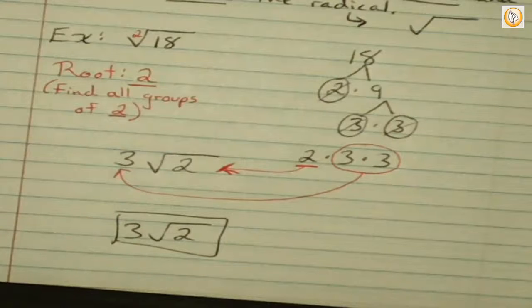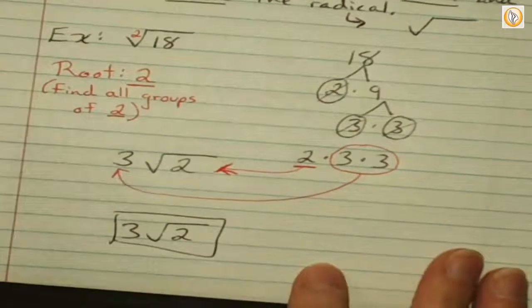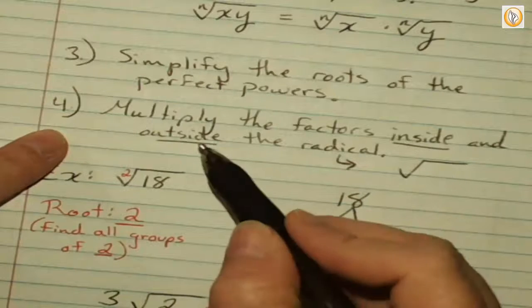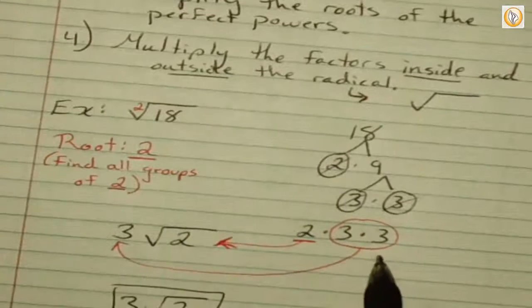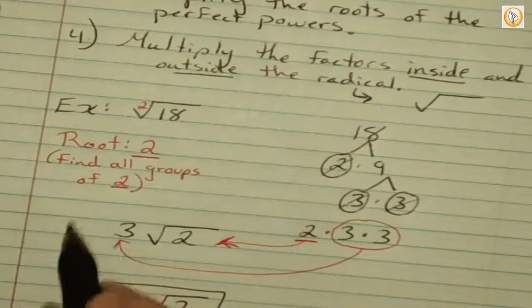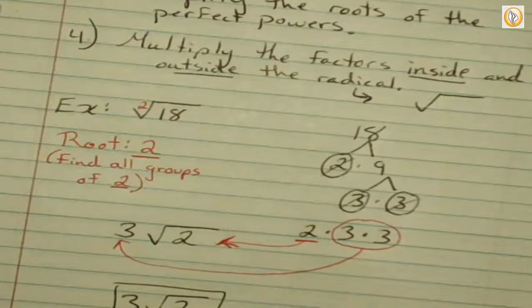Any questions? Yes? The leftover is more than 2? You mean if there's more numbers than 2? Yeah. Okay, that would be 4. You're going to multiply the factors on the inside and outside. So let's say I have more than just a 3 here. You would multiply those together. If I had more prime factors on the inside, I would multiply them together.